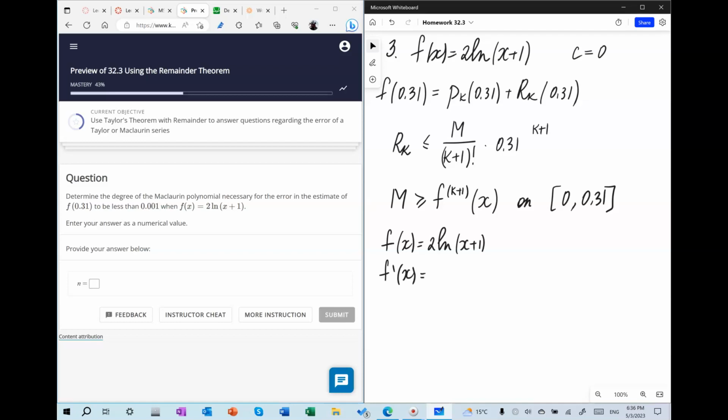So the first derivative is 2 over x plus 1. The second derivative is negative 2 over (x plus 1) squared. The third derivative is going to be 4 over (x plus 1) cubed. And we need to see what's going on here.